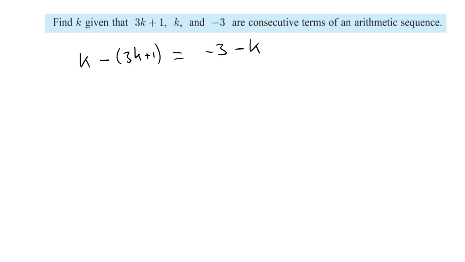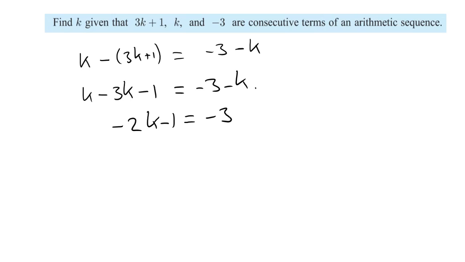And from there, what I can then do is solve that equation like any other. So let's expand those brackets and simplify. So k minus 3k minus 1 is equal to minus 3 minus k. And then maybe we can collect up the left-hand side and write minus 2k minus 1 equal to minus 3 minus k. Okay, now we're going to add the 2k to the right, and we'll add 3 to the left.